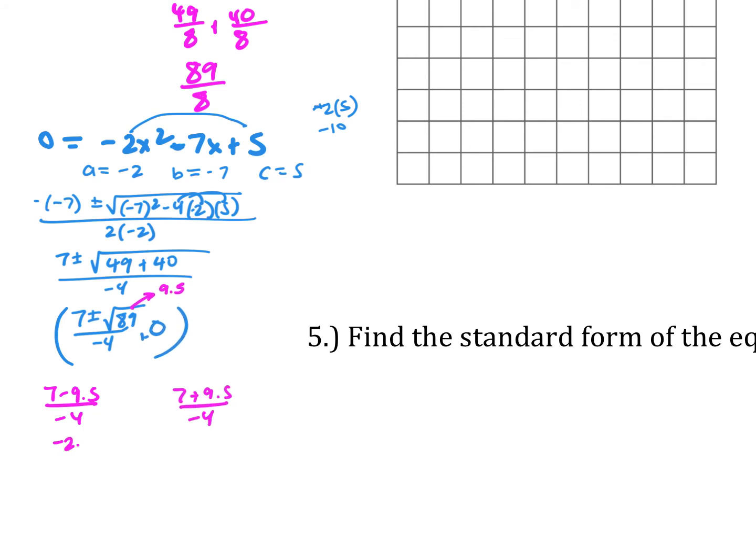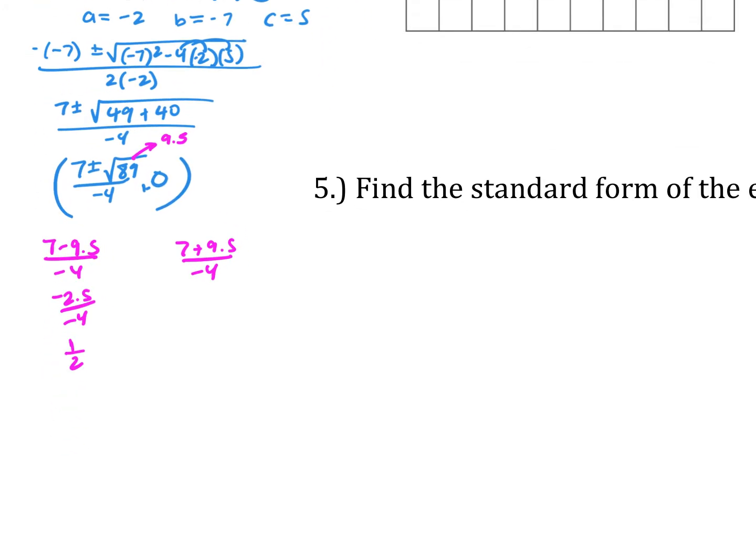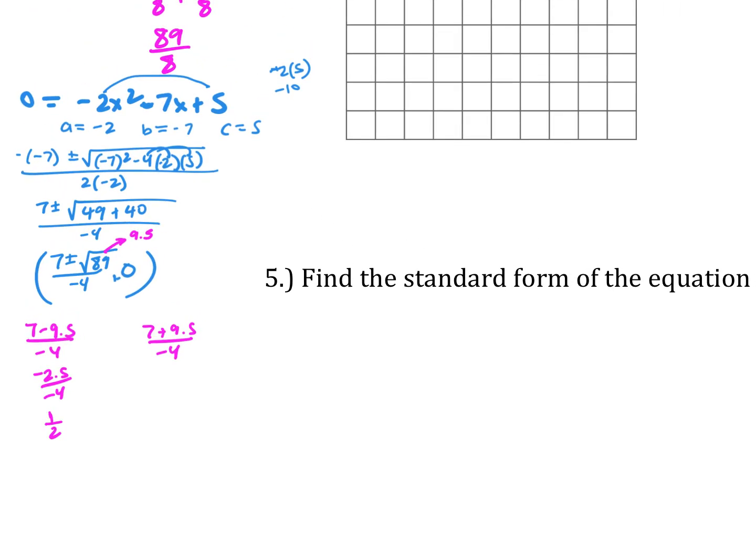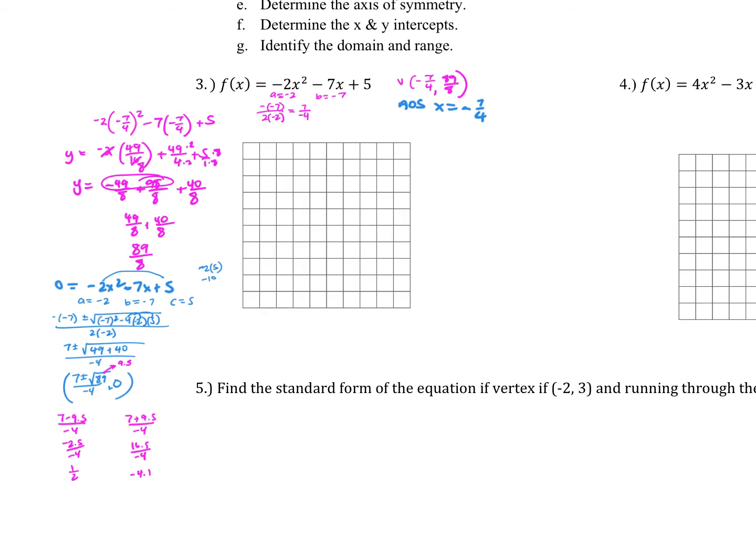This would be negative 2.5 over negative 4, which is approximately like 1/2. This would be 16.5 over negative 4, which is going to be just a little bit bigger than negative 4. And then my y-intercept, plug 0 in, and I get 0, 5.